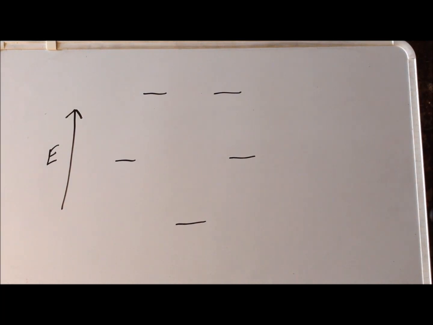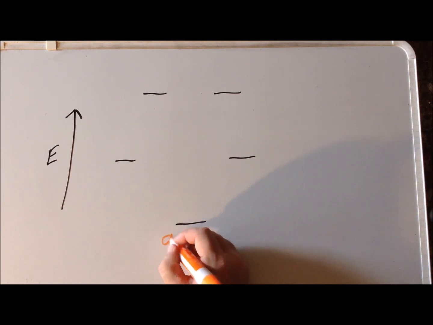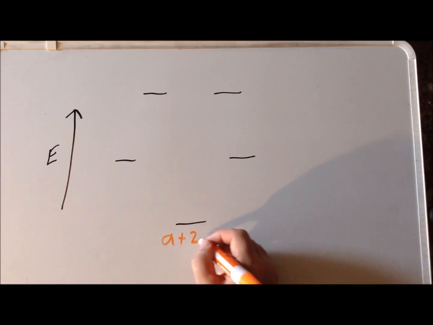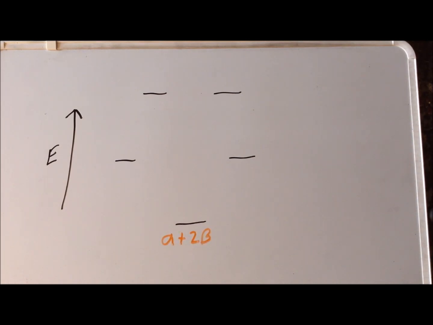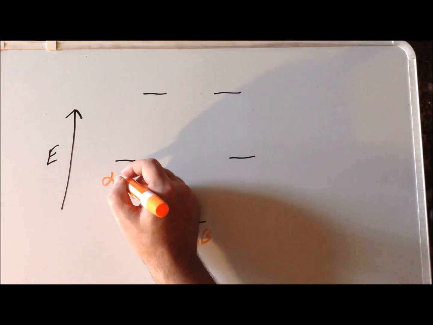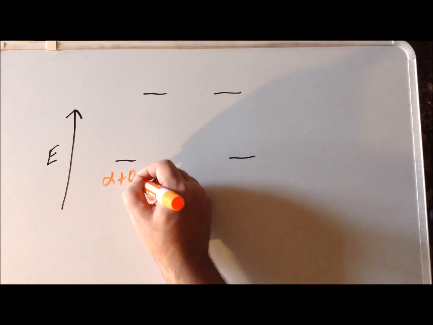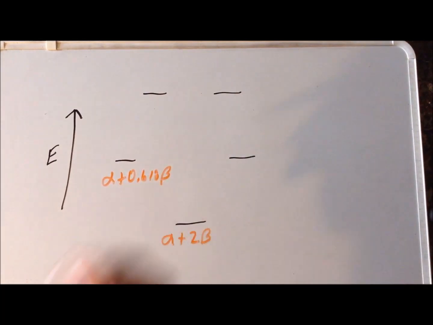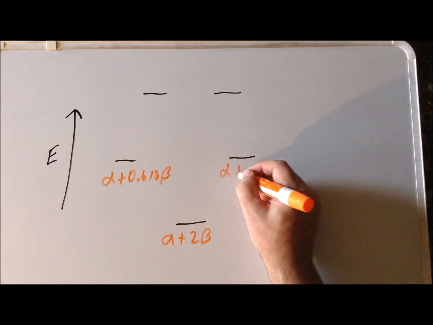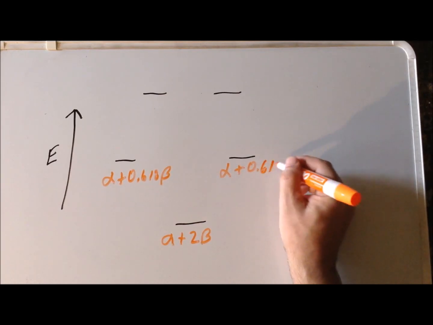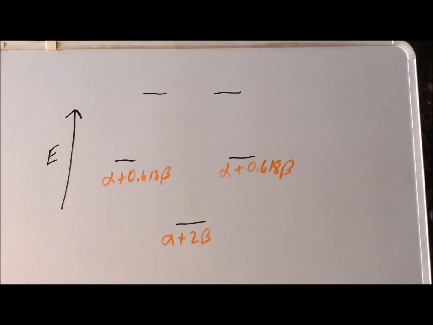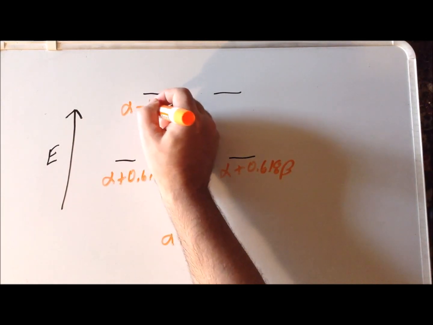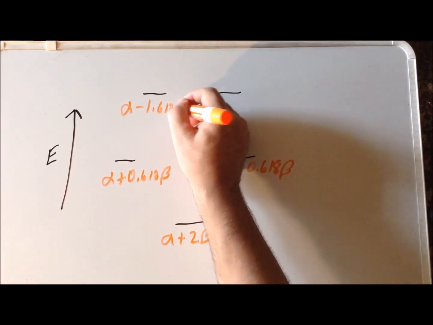The lowest energy would be from the non-degenerate case when x is equal to -2. So the energy there is going to be alpha plus 2 times beta. The next highest energy, which is a doubly degenerate case, is going to be alpha plus 0.618 beta. We'll write it in terms of the decimal there. And again, alpha plus 0.618 times beta. And then the highest energy, which is doubly degenerate, is going to be alpha minus 1.618 beta.